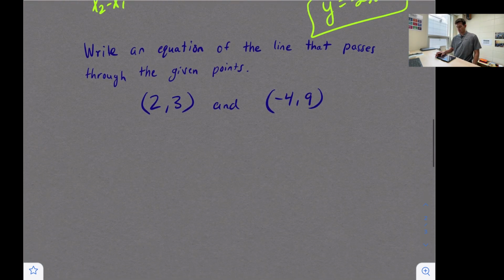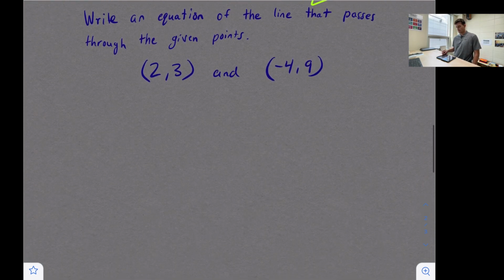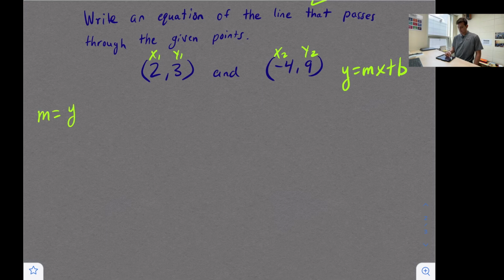The last example that we're going to look at says write an equation of the line that passes through the given points. But notice this time we don't have a point that has an x-coordinate of 0. So we're going to have an additional step here in order to find the y-intercept. We're going to say, all right, y equals mx plus b. This time, let's start off by finding our slope. Let's label our points, first point and second point, and let's say m is equal to y sub 2 minus y sub 1 over x sub 2 minus x sub 1.